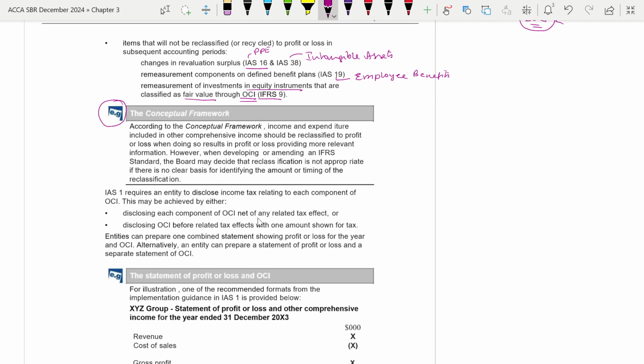See the things. They gave you the example according to the framework, income and expenditure. According to the conceptual framework, income and expenditure included in OCI should be reclassified to profit and loss account when doing so results in the profit and loss account providing more relevant information.